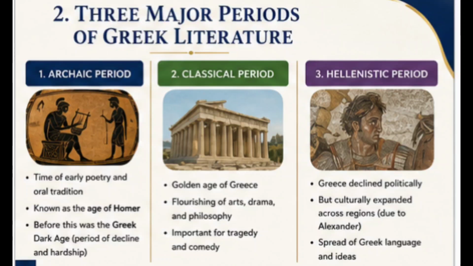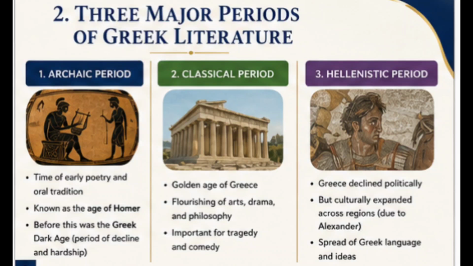Now we are going to see the three main periods of Greek literature. The first one, Archaic period, second one, Classical period, and the third one, Hellenistic period. Archaic period. Archaic period is the time of early poetry and oral tradition. It is known as the Age of Homer. And before this period, it was the Greek Dark Ages, marked by injustices and various kinds of misery.